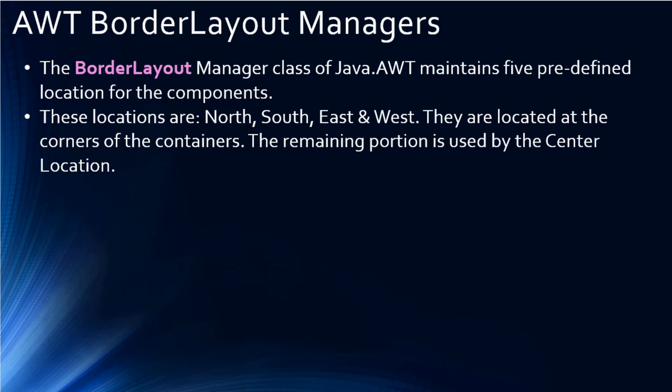The locations are north, south, east and west. They are usually located at the corners of the container. Whether it is a dialog or frame window, north, south, east, west define 4 corners of the window or 4 edges of the window. Instead of corner, it's more correct to say edge. So there are south edge, north edge, east and west edges. Once we define 4 edges, there will be a remaining portion, right? That portion is what is called the center location.